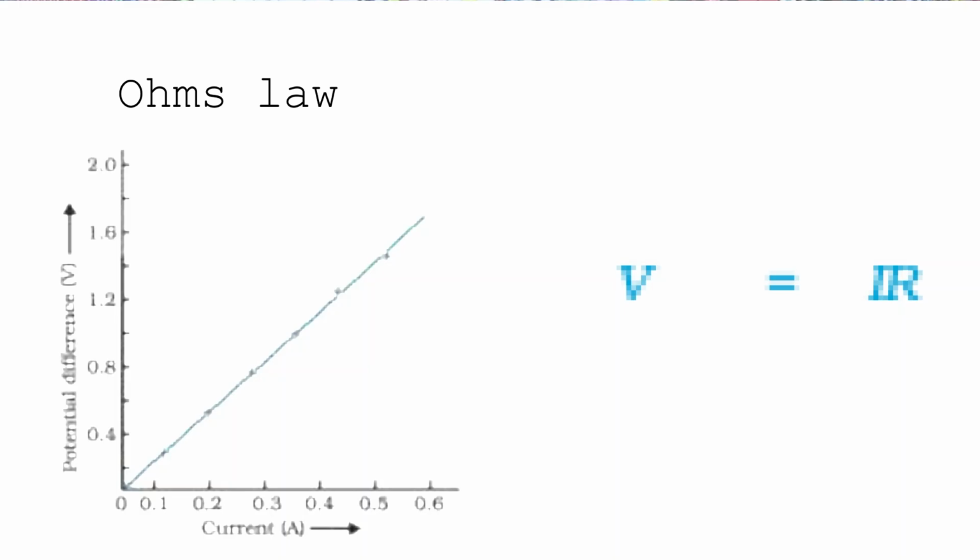The graph of Ohm's law, we also call it the VI characteristics or voltage current graph. What are the two features of the graph? The graph has to be a straight line.